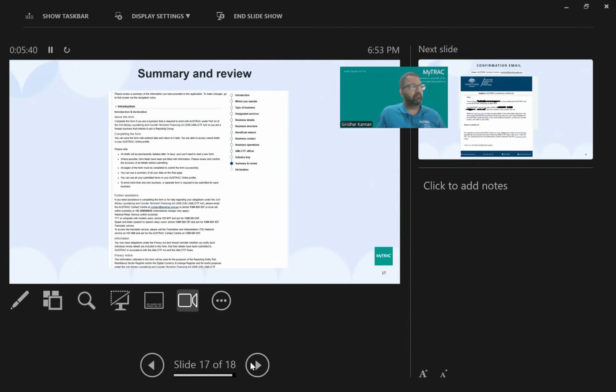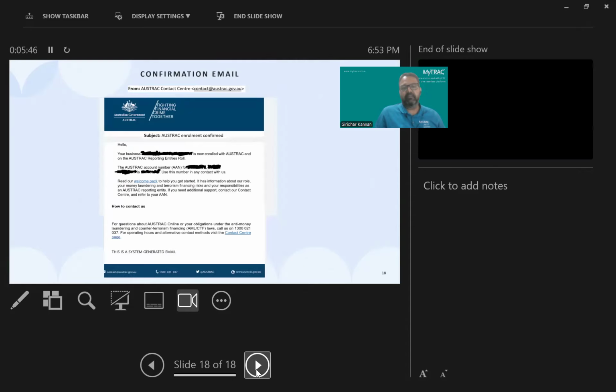Finally, you will have a summary of all those things. You will be able to see everything that you filled in so far, and then you can declare and submit. Once you submit, it will give you a pop-up with the enrollment reference number, but it will take up to 5 minutes to receive an email from the AUSTRAC Contact Centre that will tell you your entity is now enrolled, along with your AUSTRAC contact number and other things.